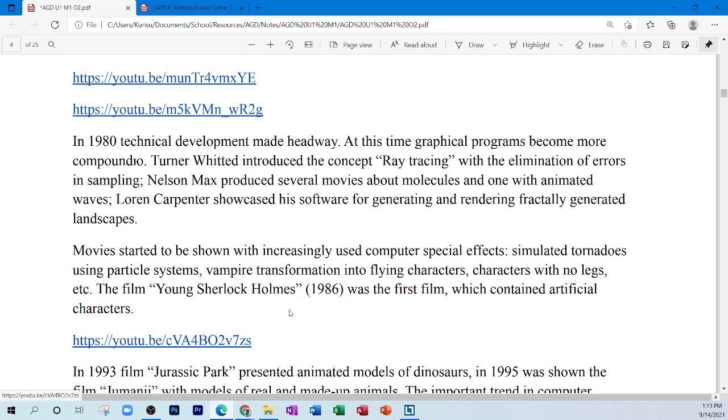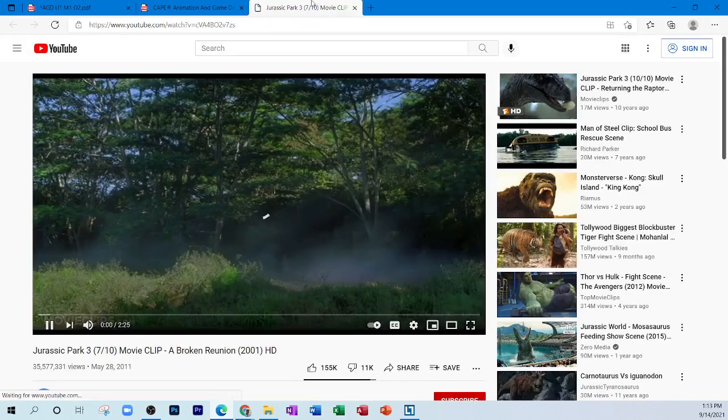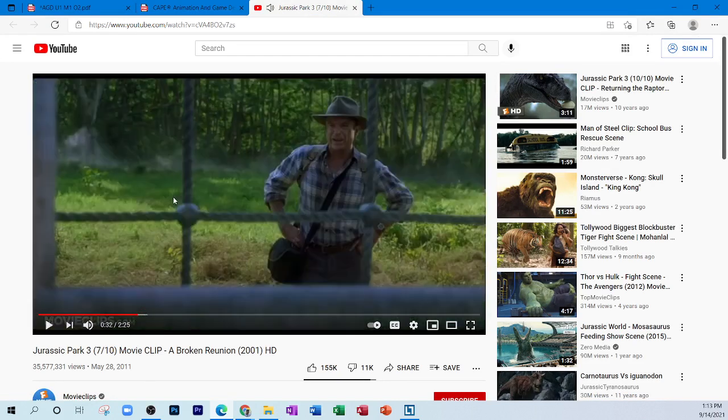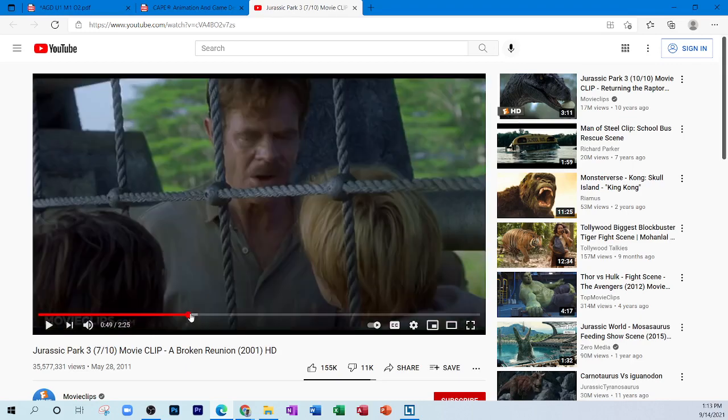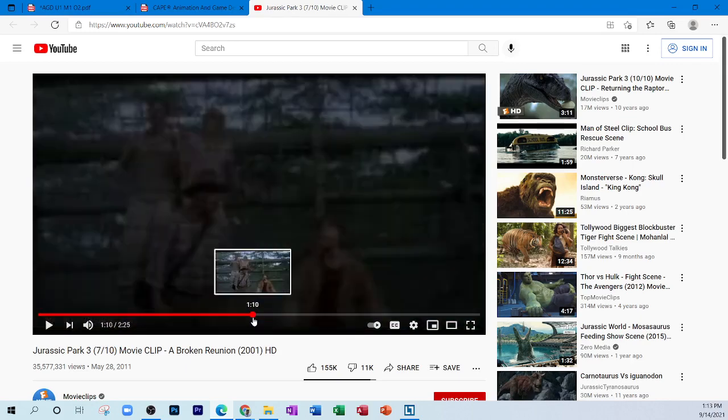Good. So note that even though they were using computer graphics, they were still drawing the graphics. They were still drawing the images and putting them into the computer. But now they were heading to a stage whereby they are digitally creating the characters. So for example, in Jurassic Park, the dinosaurs were digitally created.